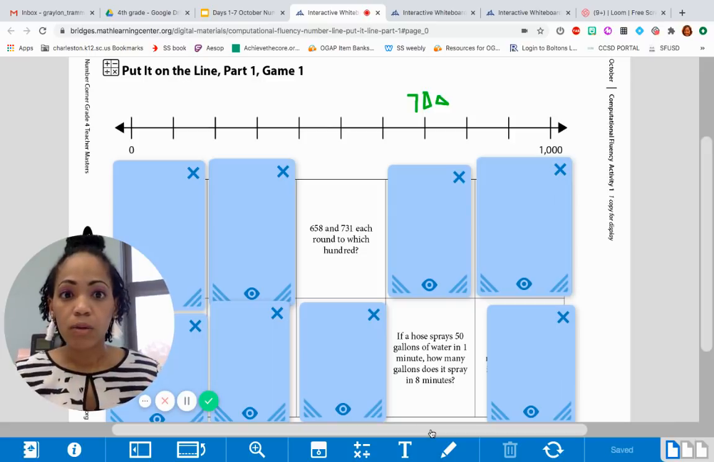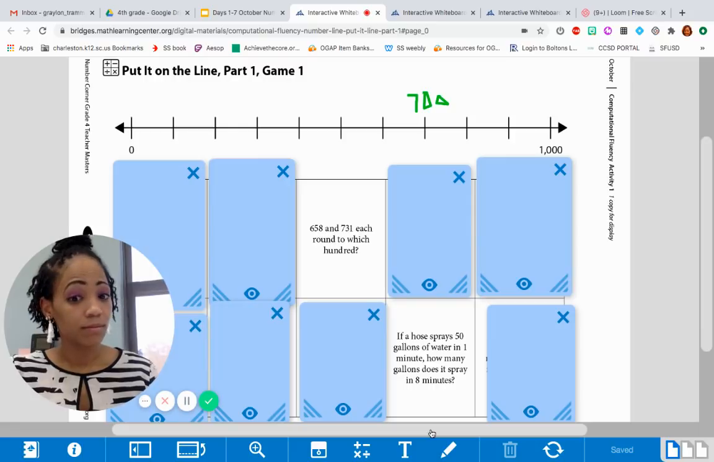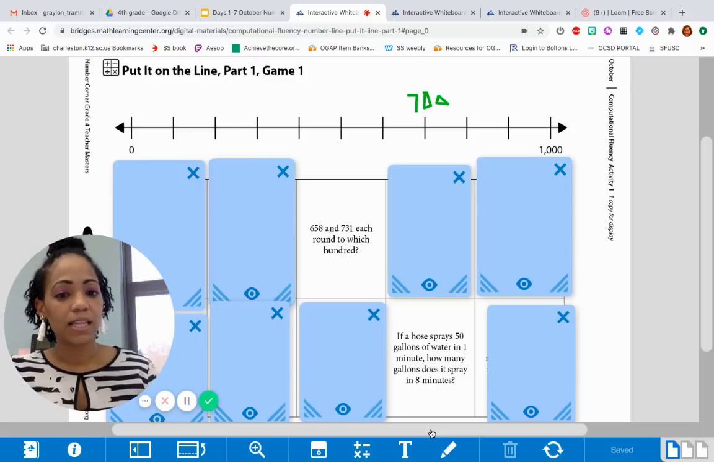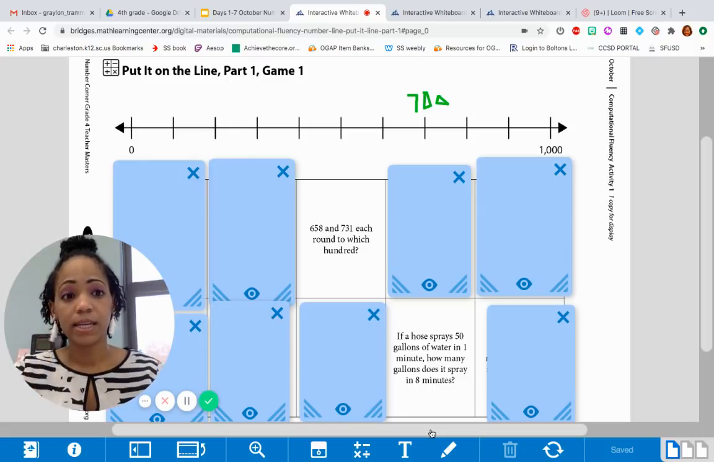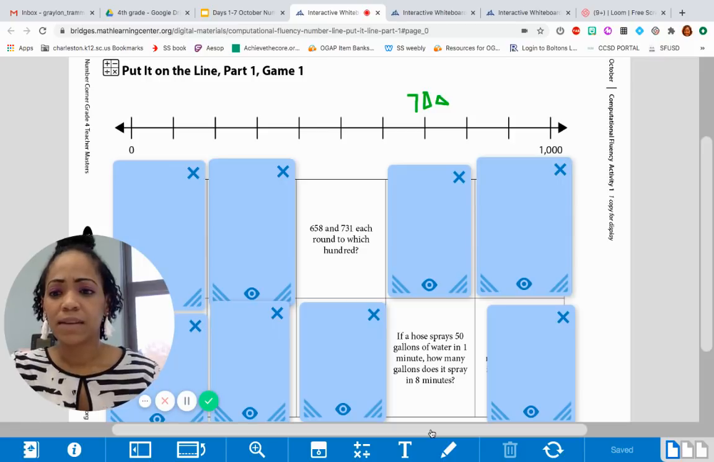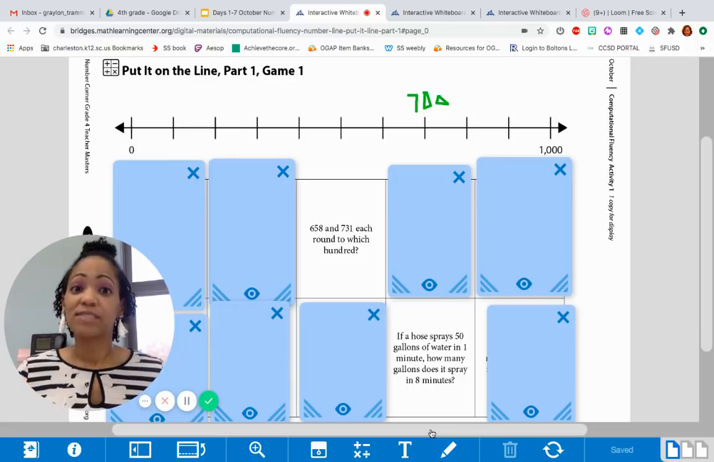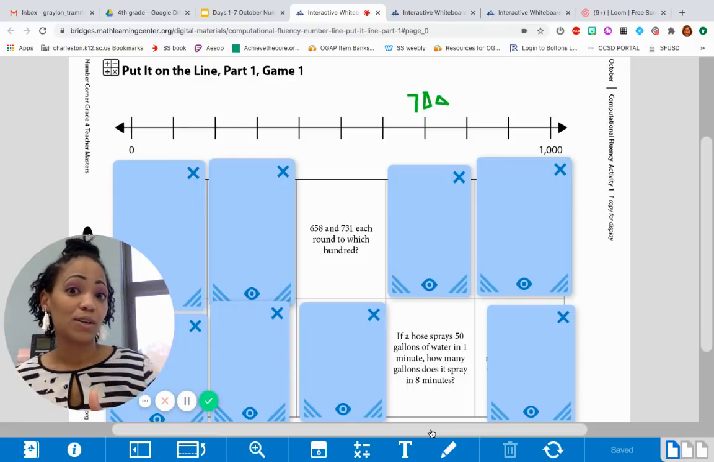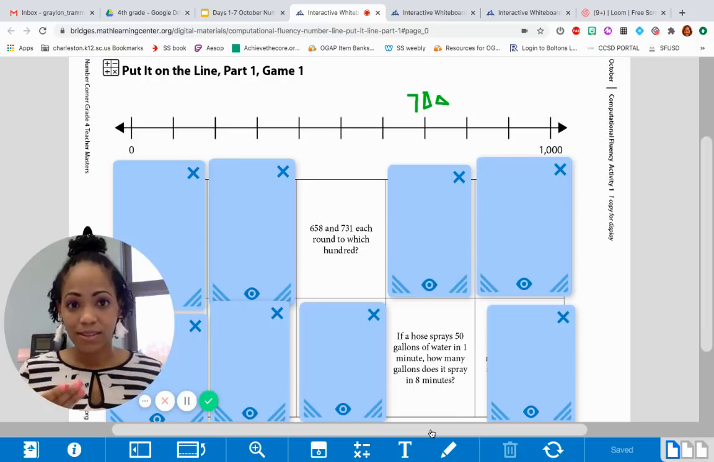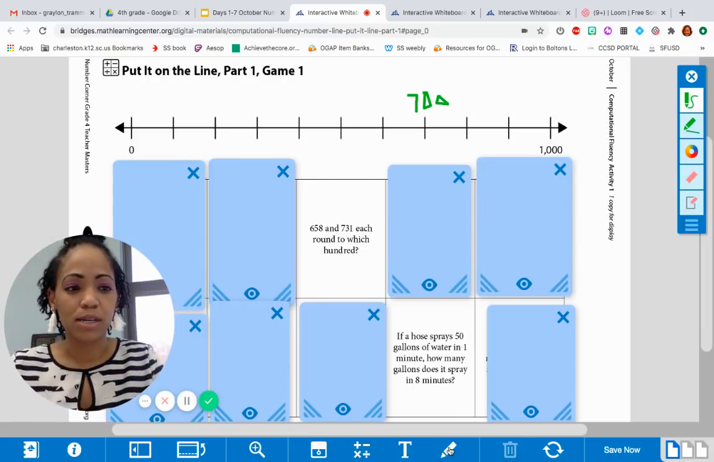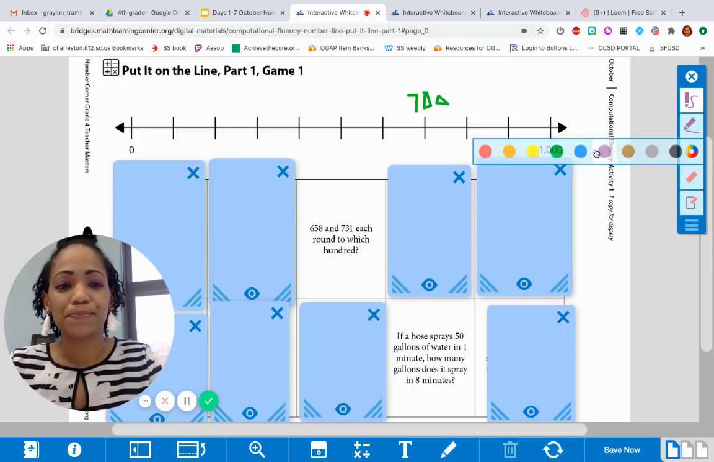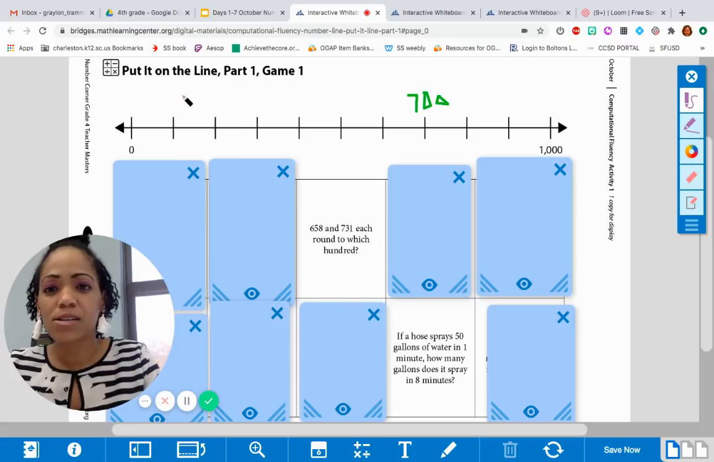Or, I know, 50 times 8, right? Who sprays 50 gallons of water in 1 minute? How many gallons does it spray in 8 minutes? Yeah, I think it's 50 times 8. Well, what is 50 times 8? We know 50 is 5 times 10, and then we still have times 8. So we can do 5 times 8, which is 40, times 10. 400. You got it, Miss Trammell. Kiss on your brain. Thank you. Thank you for the encouragement. Okay, 400 goes right here.